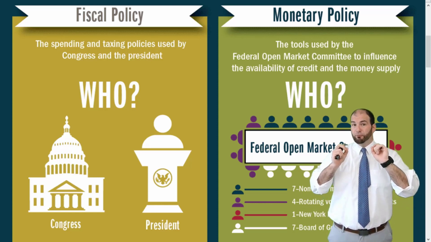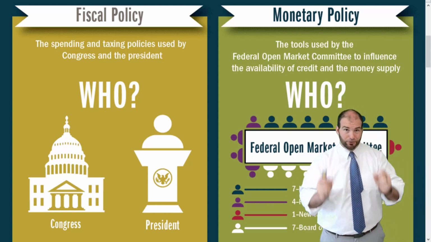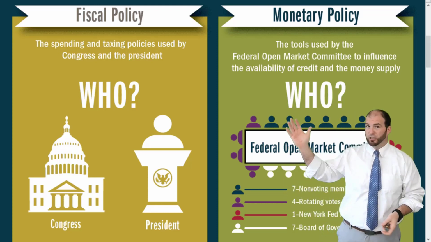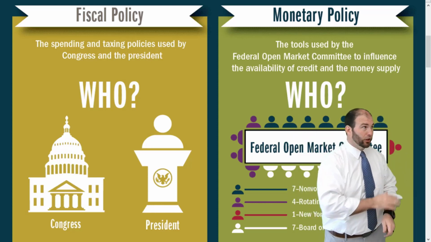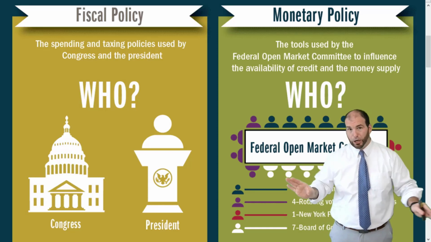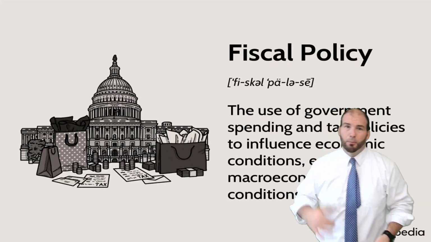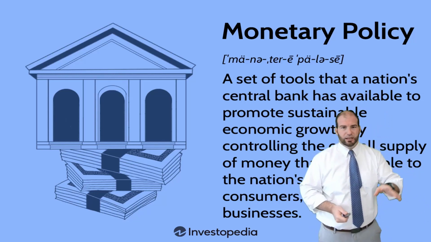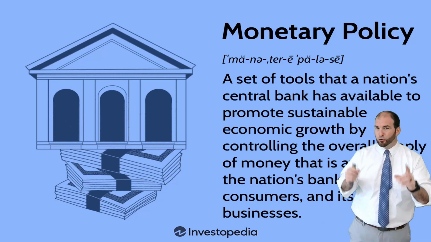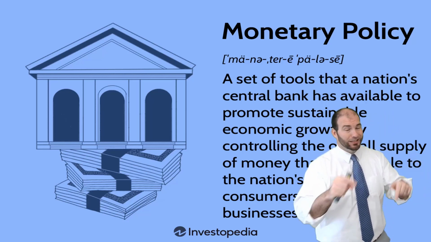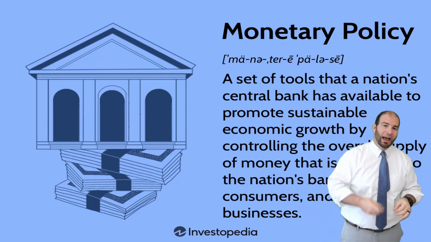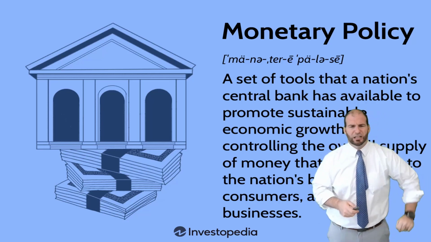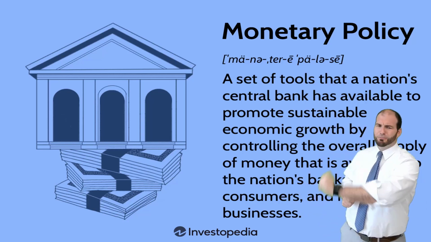Monetary policy very much depends on inflation. You always need a little bit of inflation to take place in society, but too much inflation is really bad, and deflation is absolutely the worst possible thing that can happen, because then people can't pay off their debts. So monetary policy is a set of tools that the nation's central bank, the Fed, as in the United States, the Federal Reserve, has available to promote sustained economic growth by controlling the overall supply of money that is available to the nation's banks, its consumers, and businesses.